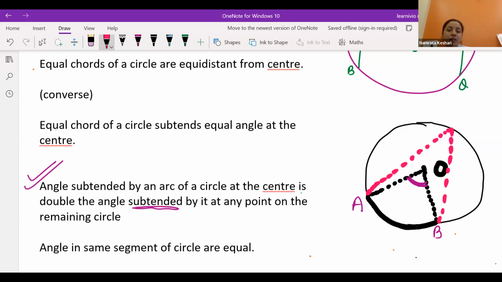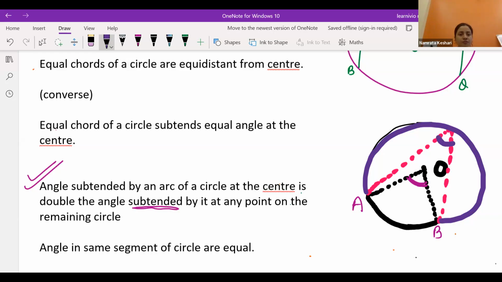This is the minor arc AB and there is another arc as well. You can clearly see that we have a major arc, this one, the blue one. So the remaining part of the circle is this blue one. Remaining means excluding the arc AB. On this remaining part, whatever angle is getting created, the center angle AOB will be 2 times of that.